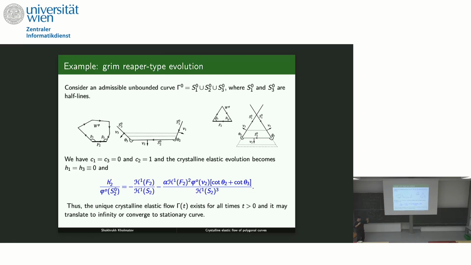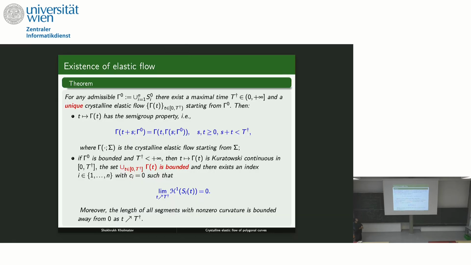And let us discuss the first issue, existence. Unfortunately, we cannot immediately say that the flow exists for all times, but we can say that it exists up to some maximal time, T-max. It could be infinite, of course, or it could be finite. And the flow has the semigroup property because of uniqueness. As in the case of Euclidean elastic flow, we also have uniqueness. And it has the semigroup property. If I start from 0 and if I start from time t, then starting from time t is a continuation of the flow starting from 0.